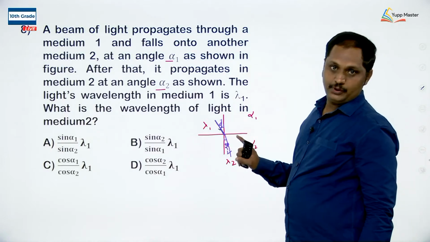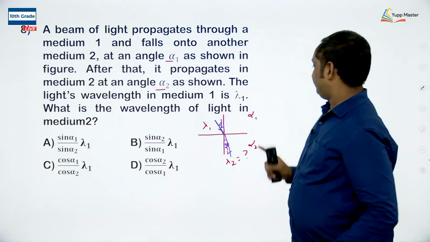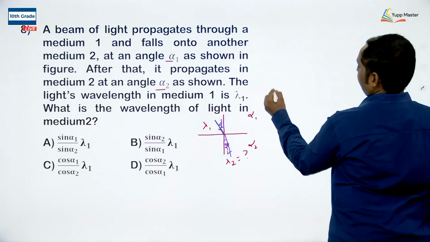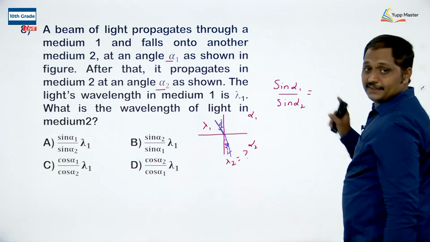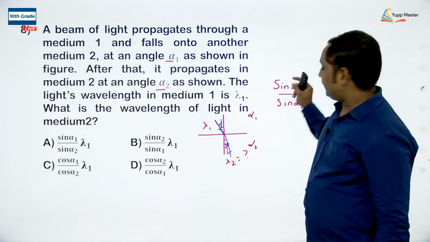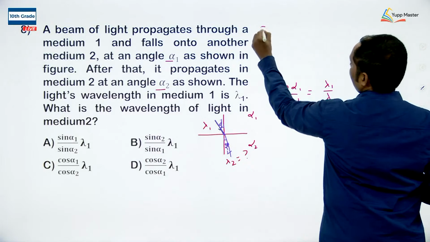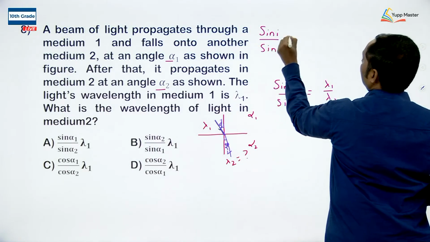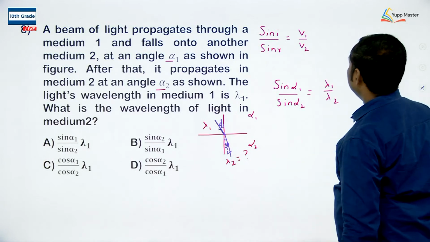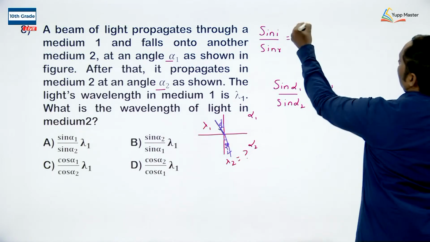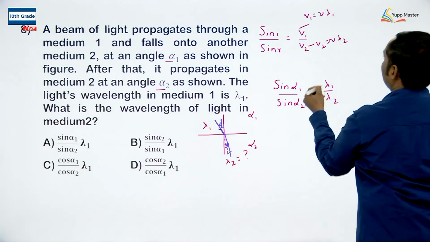How will you find out lambda 2? Previously what we have discussed, if you take the ratio of sine of I and R, it is equal to lambda 1 by lambda 2. Very simple, apply Snell's law. Sine of alpha 1 by sine of alpha 2 is equal to lambda 1 by lambda 2. Already we have obtained sin I by sin R is equal to V1 by V2. So V1 is equal to nu lambda 1, V2 is equal to nu lambda 2. So easily you will find lambda 1 by lambda 2.